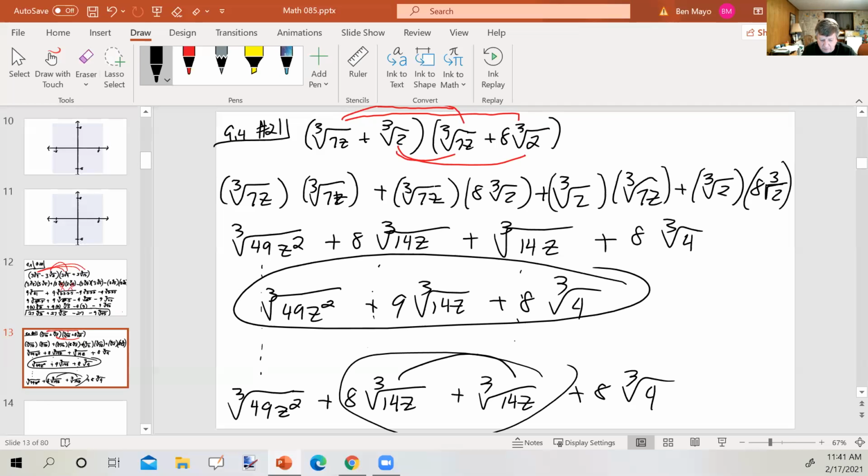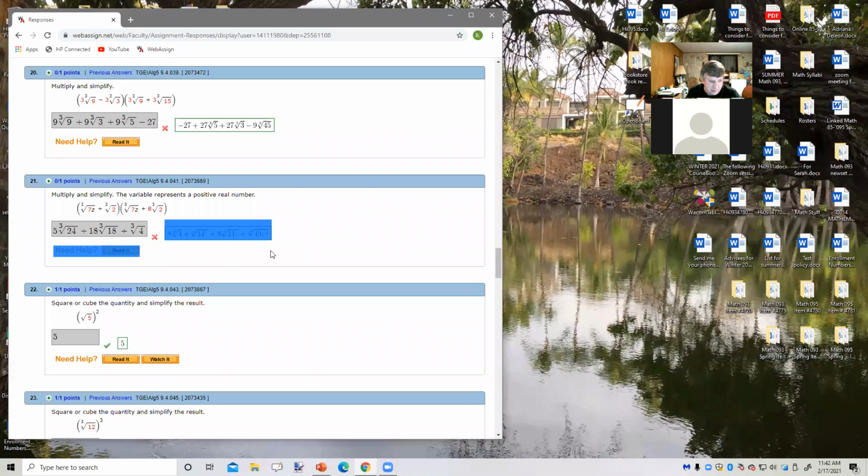Let me just show you here what I'm talking about. I don't know why they have that. See right here? These two, those two are like terms, aren't they? Yeah, so I don't know. Anyway. All right.